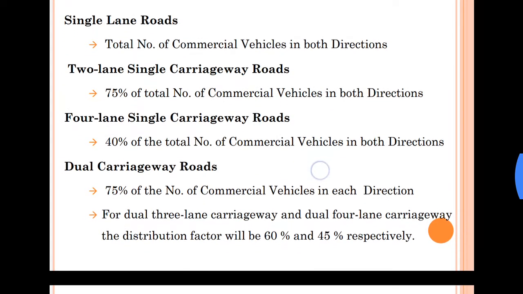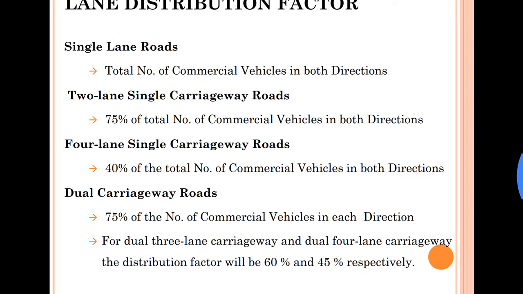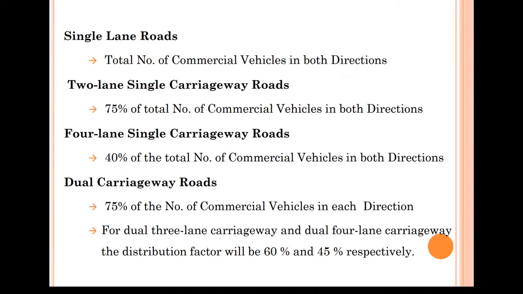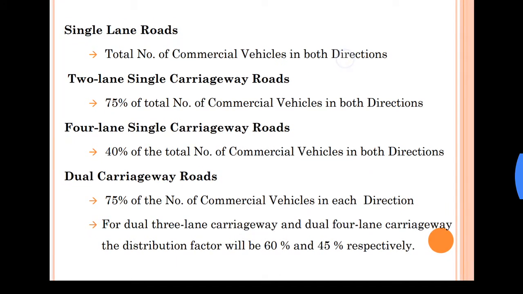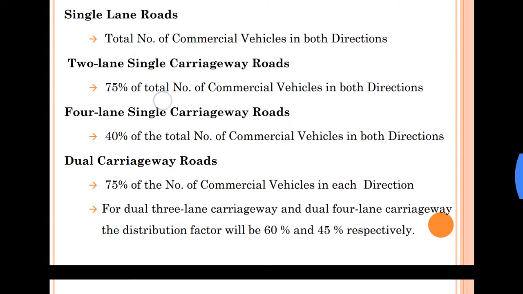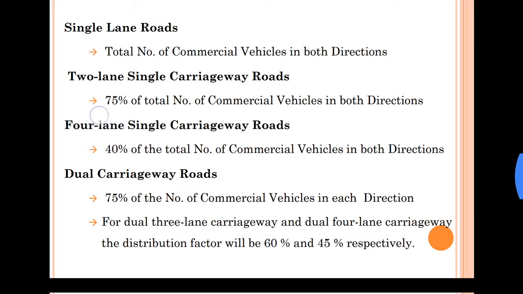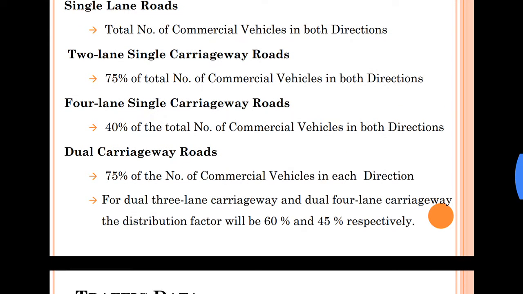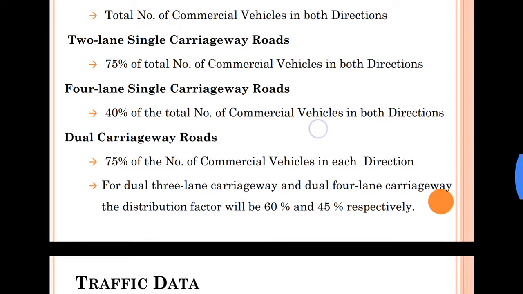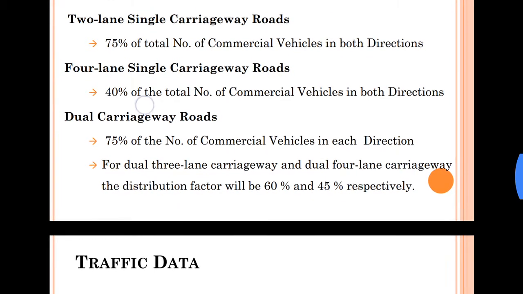Now we have standard values as per IRC for lane distribution factor. For single lane roads, it is the total number of commercial vehicles in both directions, that is we are taking 100%. There is no reduction for single lane roads. For two lane single carriageway roads, 75% of the total number of commercial vehicles in both directions. Now there is a reduction here, we are taking 75%. For four lane single carriageway roads, 40% of the total number of commercial vehicles in both directions. So for four lane single carriageway, 40%.